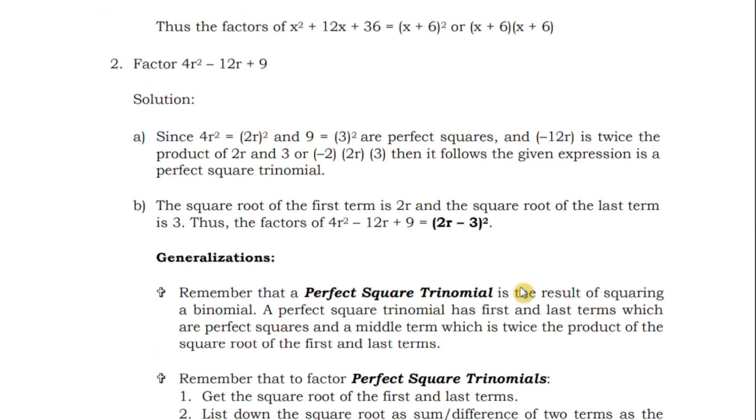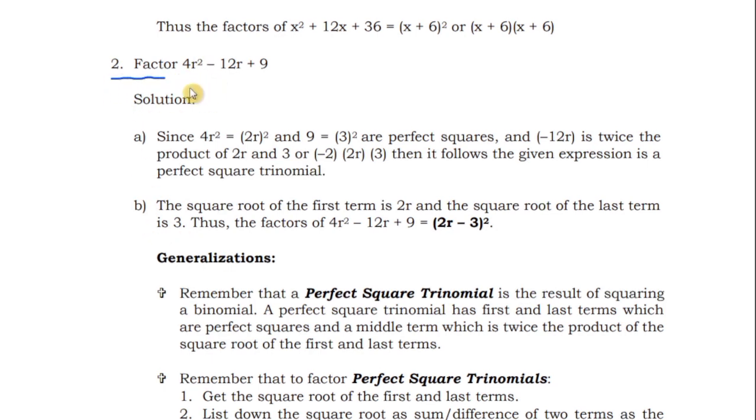Another given example is factor 4r squared minus 12r plus 9. So let us check. The first thing we should do is investigate this one. 4r squared is a perfect square of 2r. Why? Because 2r times 2r is 4r squared. 9 is just a perfect square of 3.